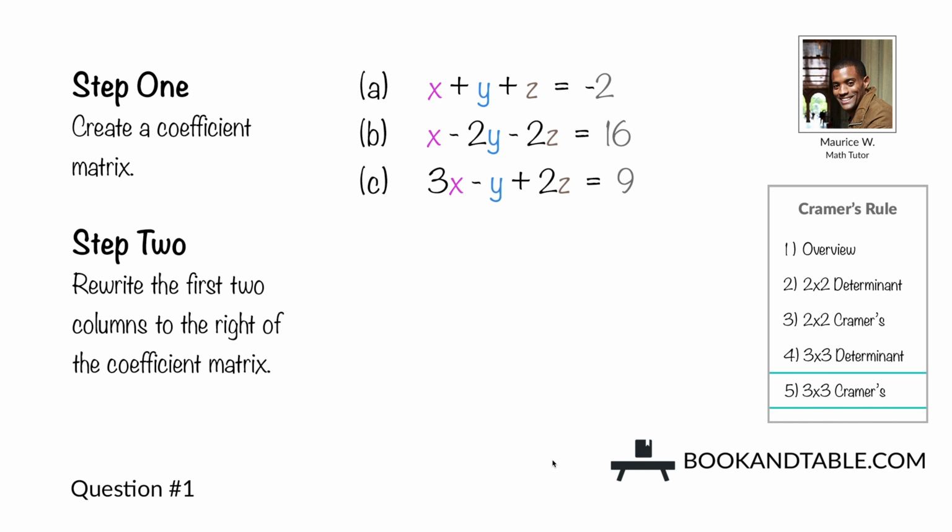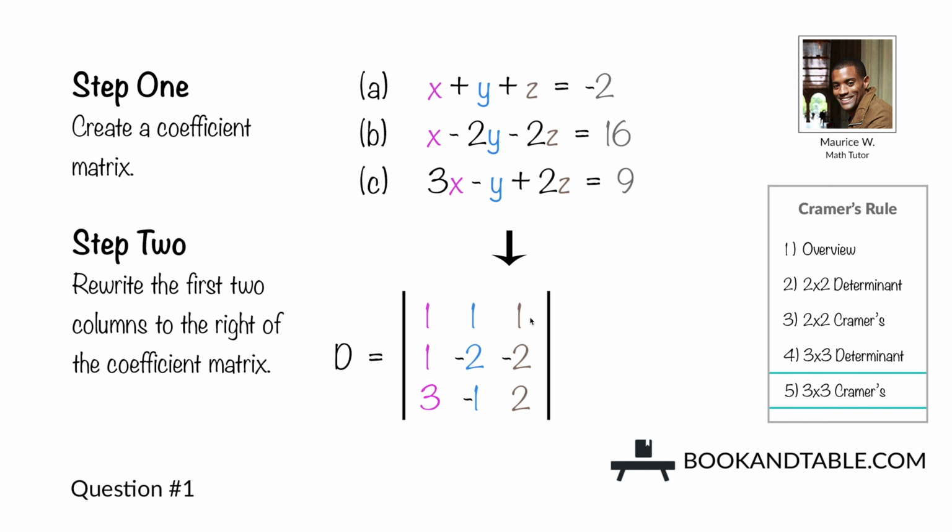Question number 1. Step 1, create a coefficient matrix. So we'll use the coefficients for x, y, and z to create a 3x3. Column 1, the coefficients of our x terms, 1, 1, and 3. The second column, the coefficients of our y terms, 1, -2, and -1. And the third column, the coefficients of our z terms, +1, -2, and 2. So this is our coefficient matrix.